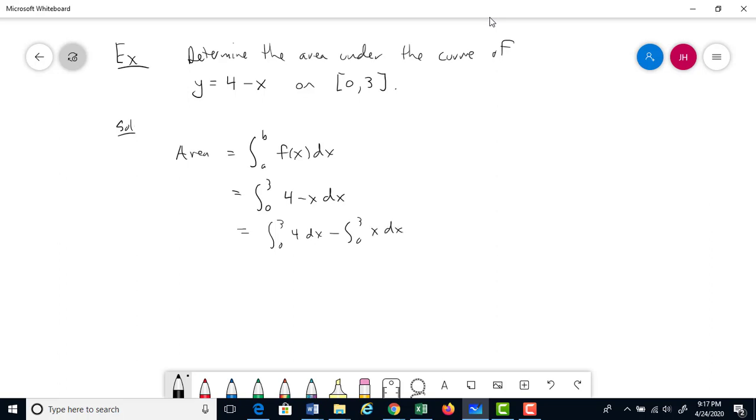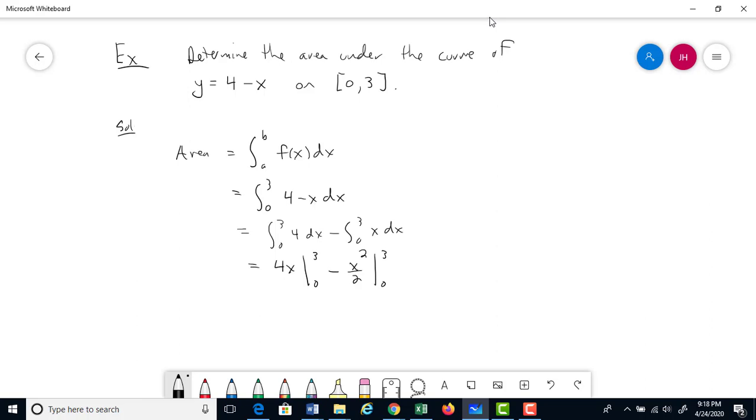So what it means is I have to find the antiderivative of 4. So the antiderivative of 4 is 4x. And I'm going to evaluate that from 0 to 3. And the antiderivative of x is going to be x squared over 2, and I'm going to evaluate that from 0 to 3. So this little evaluation bar is something we kind of use for derivatives when we plug it in, but I have two locations because I have an upper and a lower limit.